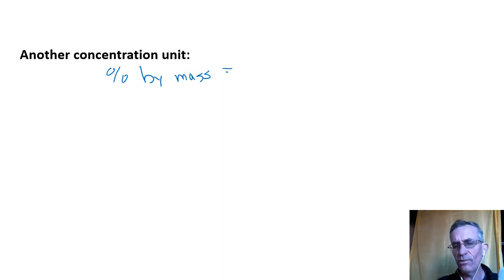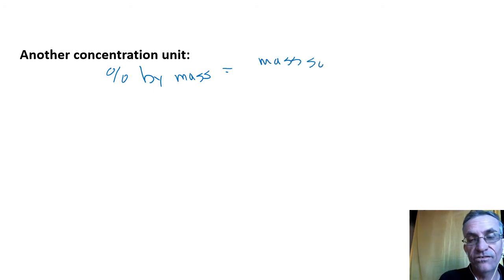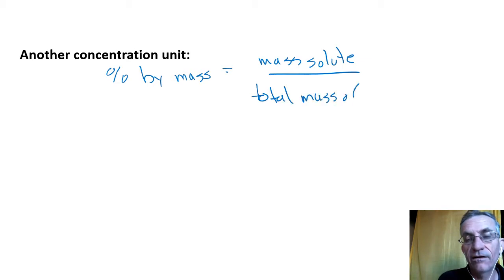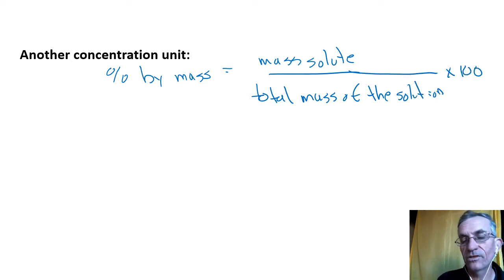All right. So the way we figure out percent by mass is this. It's the mass of the solute, so it's the mass of what you're dissolving, divided by the total mass of the solution, times 100. When you multiply it times 100, that makes it a percent. What's the solute again? That's the thing you have less of. All right, let's do a little example.